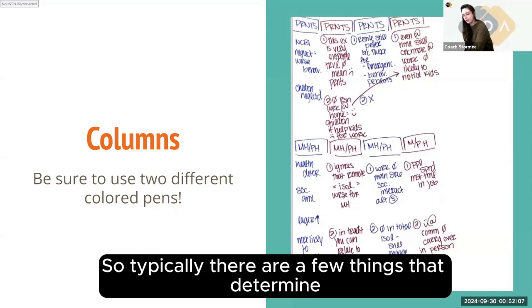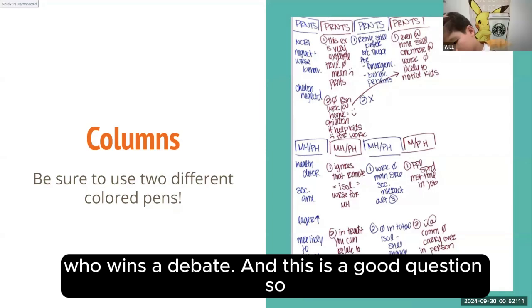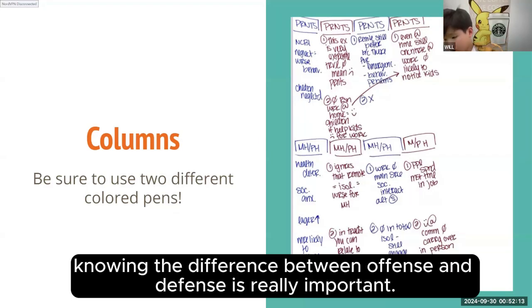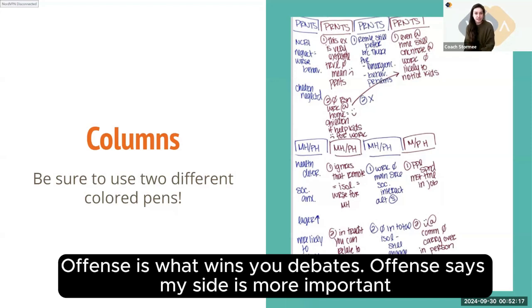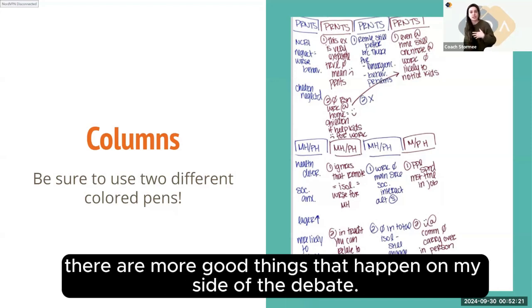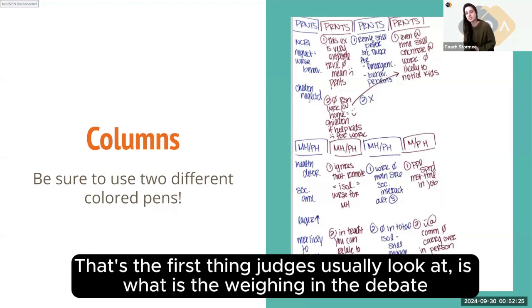Yeah, Will? Is it hard to judge which team won in high level debate? So typically there are a few things that determine who wins a debate. And this is a good question. So knowing the difference between offense and defense is really important because offense is what wins you debates. Offense says my side is more important. There are more good things that happen on my side of the debate.